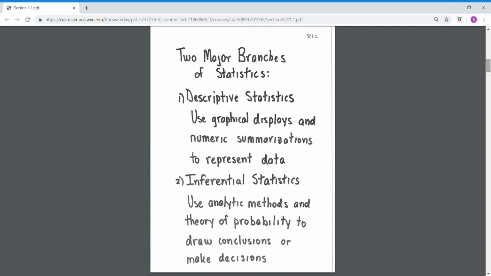This course will focus on two major branches of statistics, descriptive statistics and inferential statistics. Descriptive statistics uses graphical displays and numeric summarizations to represent data. This type of statistics will be covered in Chapter 1. In inferential statistics, we use analytic methods and theory of probability to draw conclusions and make decisions. This is covered in the chapters after Chapter 1, so chapters 2 and beyond.